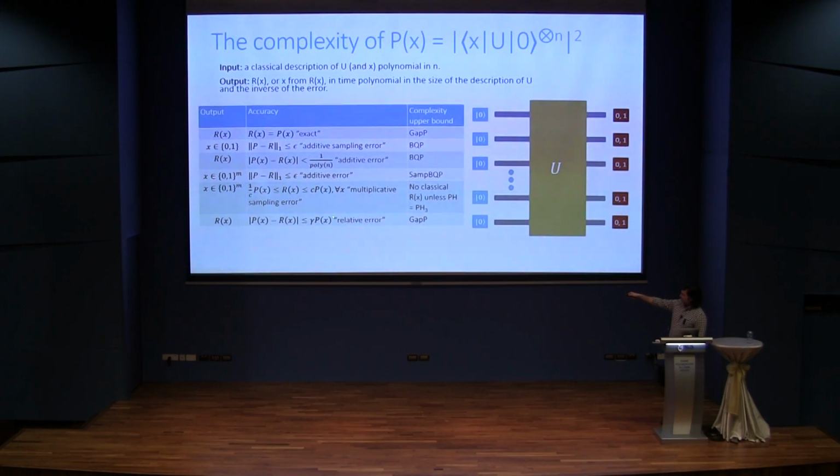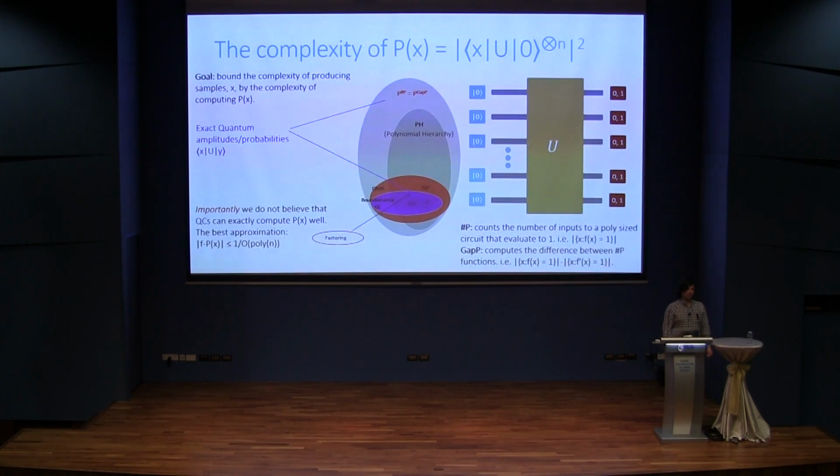And then the other two important notions for this talk: the idea of a multiplicative sampling error, where you have an output bit string x again, and you define a relation like this between P and R. What you can show is that there's no classical R of x, unless the polynomial hierarchy collapses to the 3rd level. And finally, you can consider the output to be R of x such that it is close in relative error to P of x. And that problem is gap P complete. Okay, that was a really quick crash course.